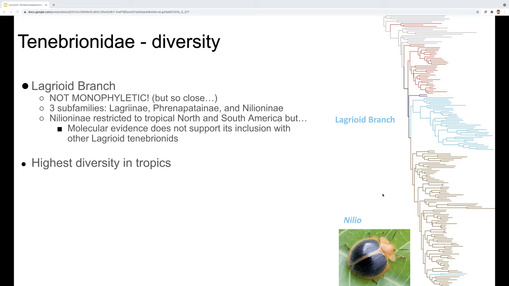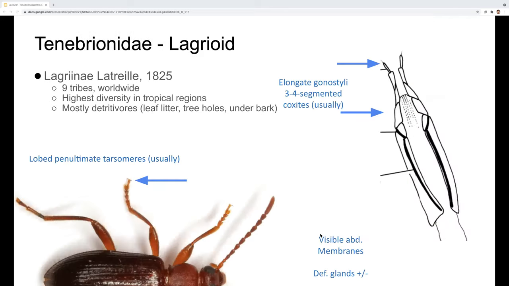So then we have the Lagrioid branch. Again, it's not monophyletic, but it was so close. And really it's just because of this little critter down here, Nilio, that is totally not related. But other than that, it's mostly monophyletic. Lagriini is monophyletic. And yeah, so there's three subfamilies, Lagriinae, Phrenapatinae, and Nilioninae. Again, Nilio here is restricted to North and South America, but it obviously doesn't belong in this group. For this group, highest diversity is in the tropics around the world.